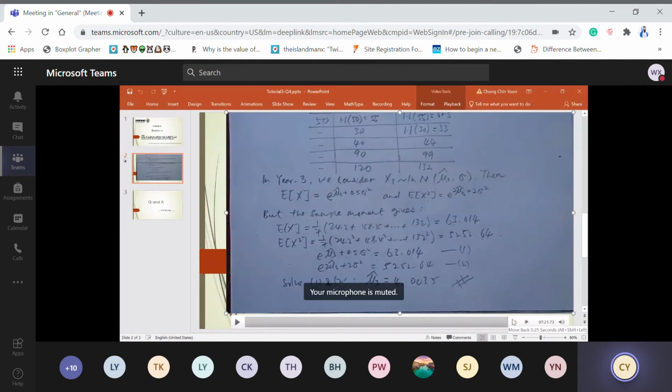Now to solve this 1 and 2, there are many ways to solve. You can take log, or you expand it, right? You expand it, you divide, then you can get the answer. Up to you. It's quite elementary. It's just Form 4, Form 5 work. Okay. So we have done question number 4. Number 5 we have gone through yesterday. So now we go to question number 6.